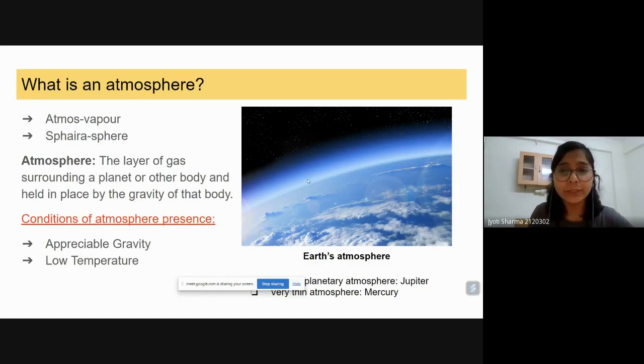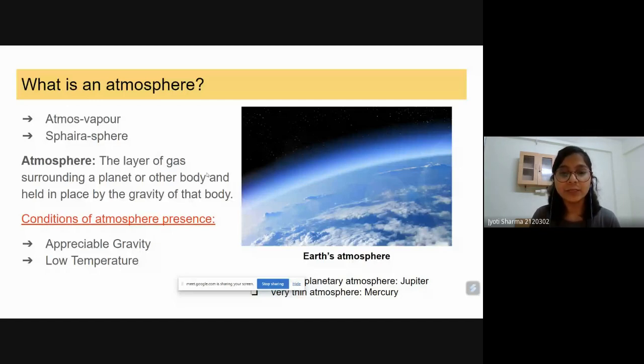So I think one assignment question is related to what conditions are needed for an atmosphere to be present around a planet or another body. There are two conditions that must apply. The first is that there must be an appreciable gravity. If a planet or other body has very little gravity, these gases will not be attracted toward its center. They can escape into space, so there will be no atmosphere. So the first condition is that there should be appreciable gravity.